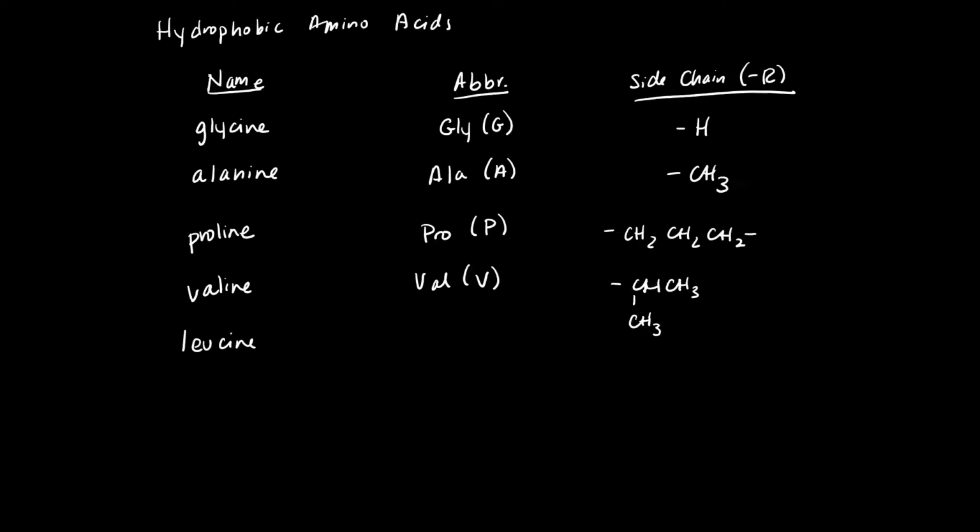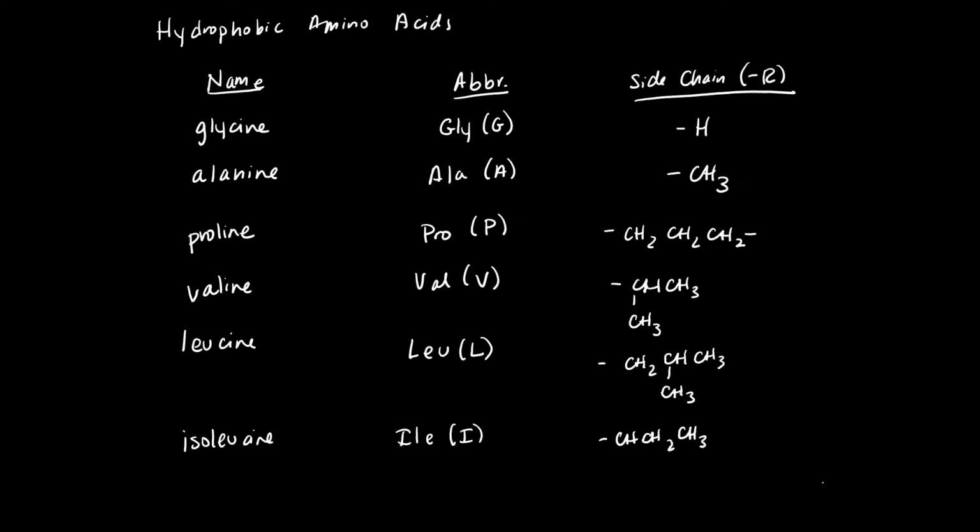Continuing in that vein, we have leucine, which is another bulky one. And like valine, branched. And isoleucine is an isomer of leucine. It has the CH3 group coming off of the first carbon in the chain.